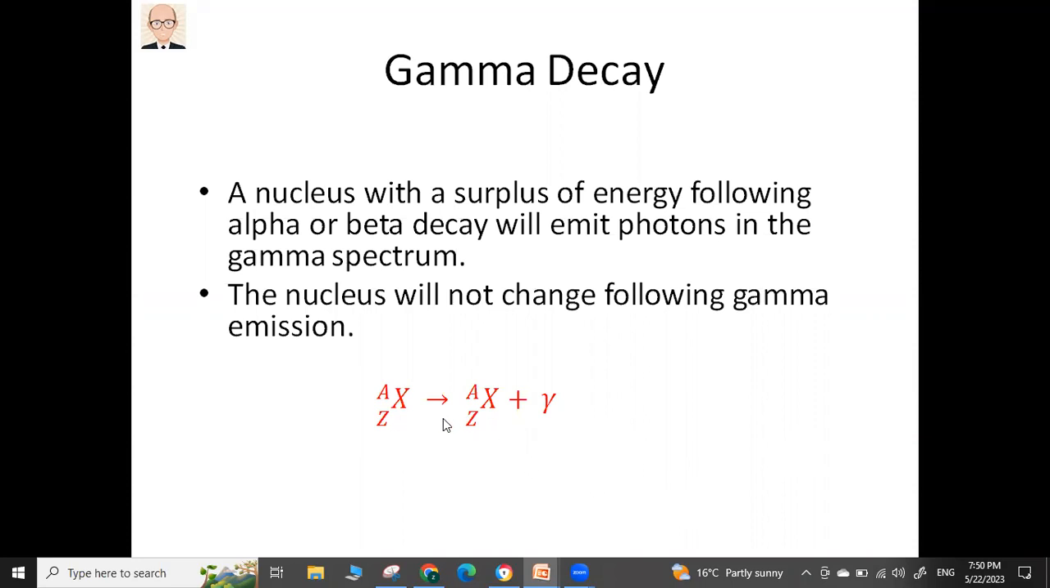So before the reaction, before radiation, the proton number, let's say Z. After radiation, it will be again Z. The mass number A will not change. It will just release energy in the form of electromagnetic waves.